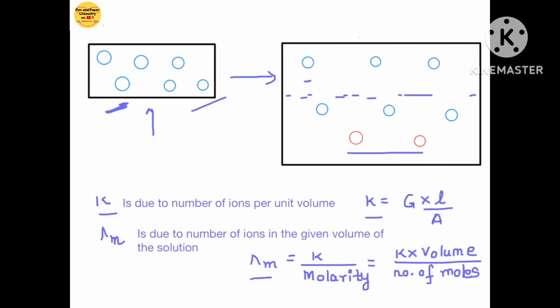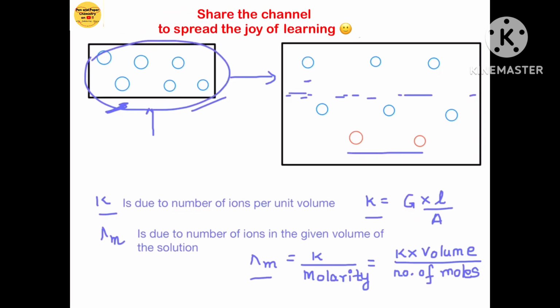Conductivity is dependent upon the number of particles which are present in a unit volume of the solution. So here there are 6 particles in the unit volume, whereas here there are only 3 particles present in the unit volume. So on dilution, kappa, conductivity will decrease or increase? Very correct, it will decrease because the number of particles which are present in a given volume of the solution has actually gone down. What about molar conductivity?